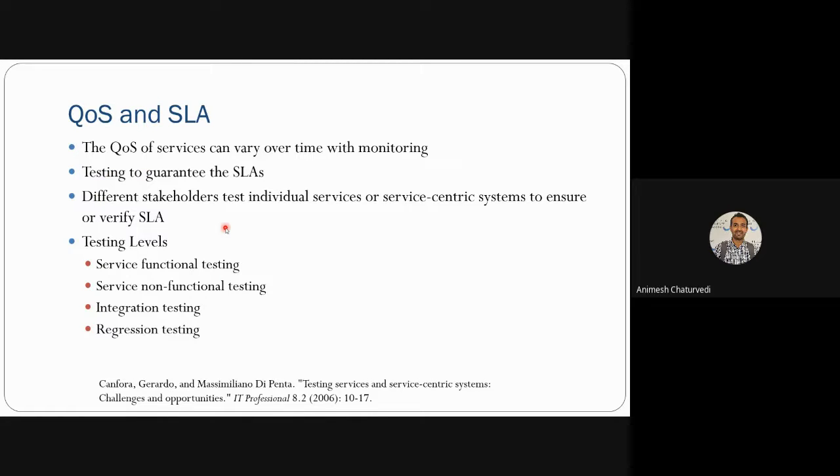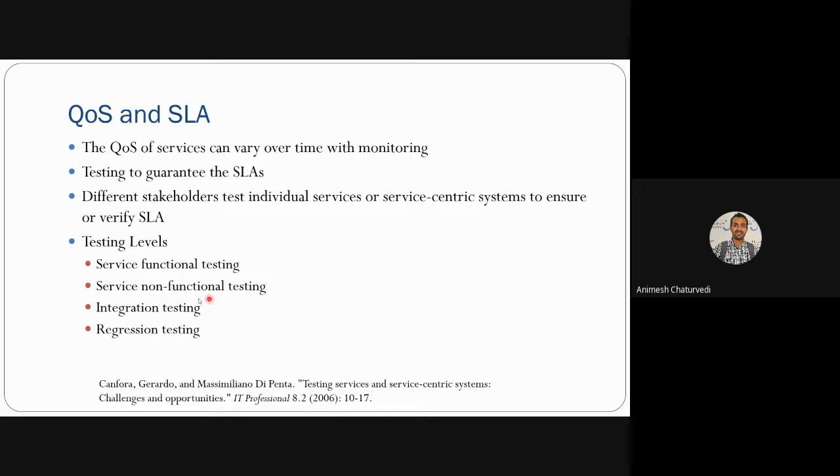Then different stakeholders test an individual service or service-centric system to ensure or verify the SLA. In maintaining the SLA, you need to test individual services or the whole system to assure that different stakeholders are getting good performance. Then there are testing levels. Functional testing is required, meaning you test some operation's input and output. Non-functional testing covers the response time and whether it is available full time or not.